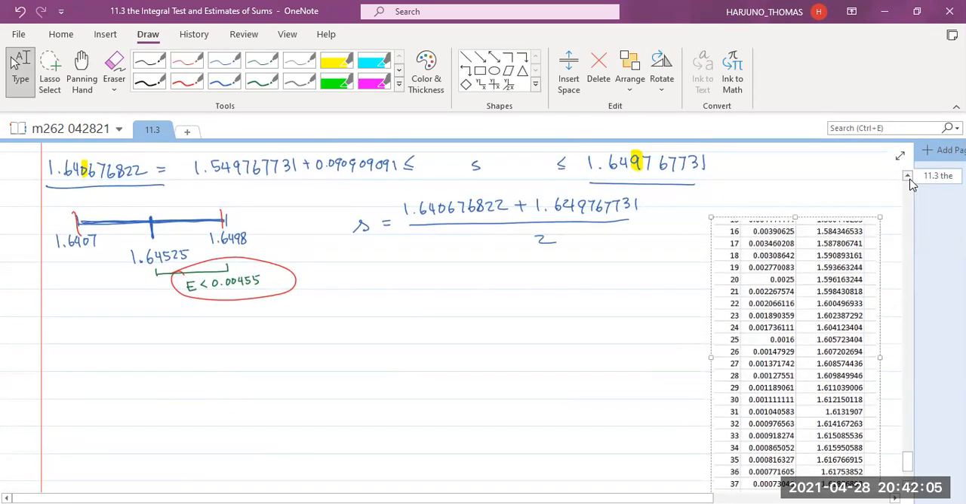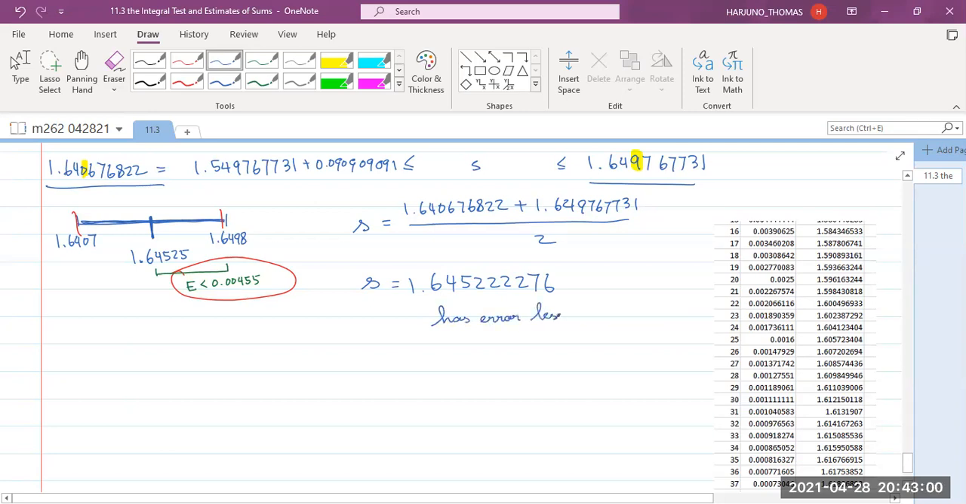Now let's use our calculator. It's basically 1.549767731 plus the average of 1/10 and 1/11. So according to my computation here, this estimate, 1.645222276, has error less than 0.00455.